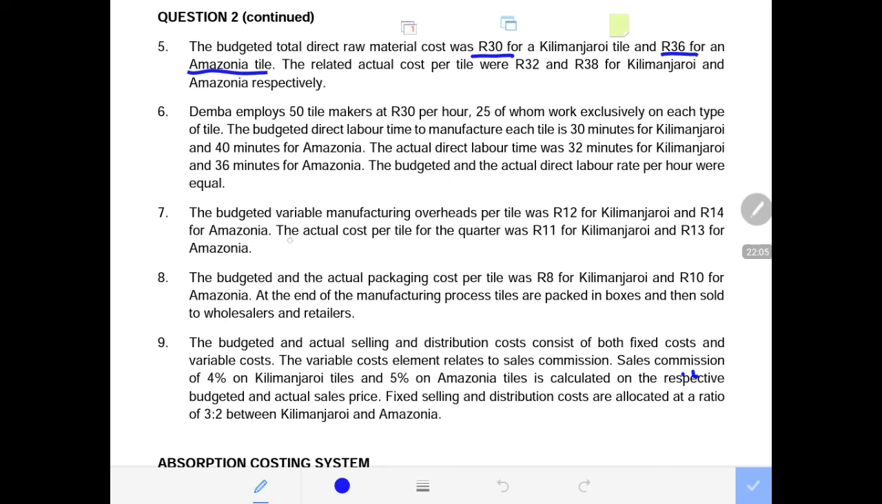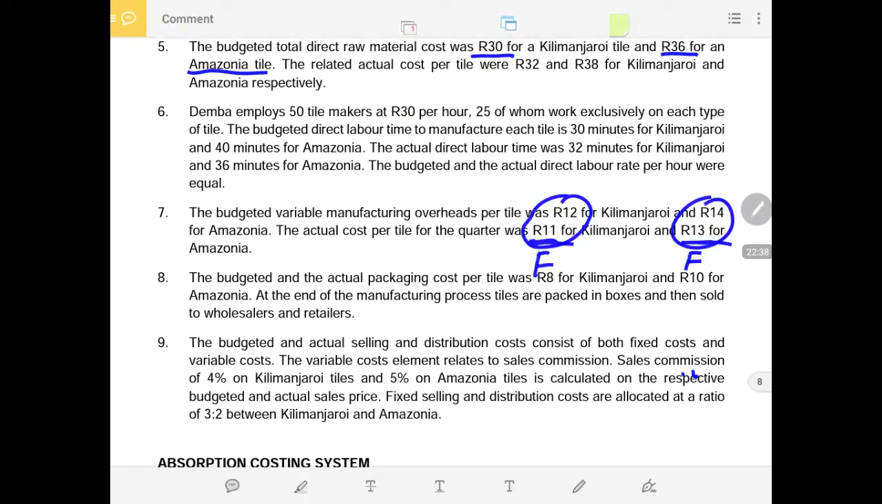The next one says the actual cost. We know that actual cost relates to the actual income statement according to the absorption costing. It will be 11 rand and 13 rand. Again, the variable overhead price variance will be 12 versus 11 and 14 versus 13. We paid less, so this will be a favorable one, and this will again be a favorable one. We overestimated our variable manufacturing overheads, which led to the variance being favorable for both of the products.